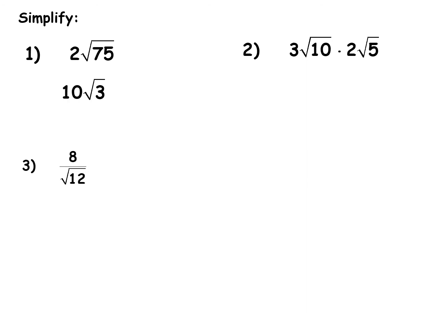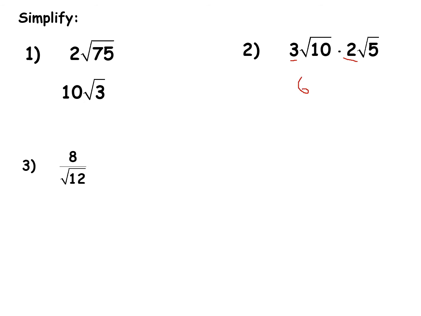All right, so the first one again is very similar to the one we just did. 75 would be 25 times 3. Square root of 25 is 5. 2 times 5 is 10, so you get 10 square root of 3. On the second one here, number 2, if you remember, you're going to multiply the numbers outside. So I can multiply the 3 by the 2, and that'll give me a 6.